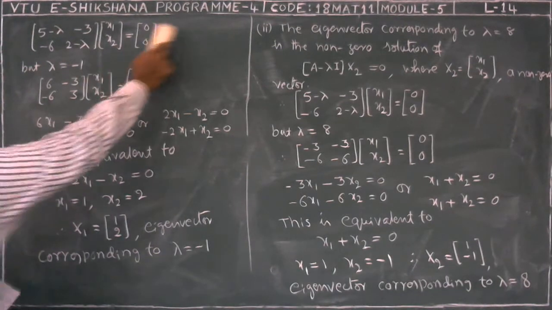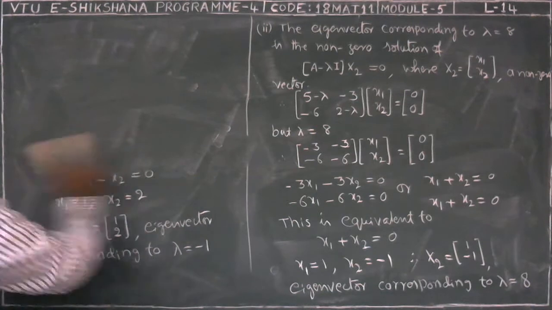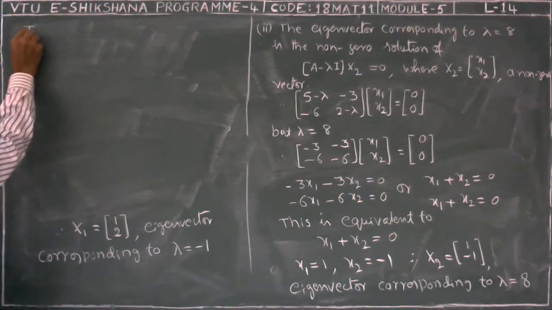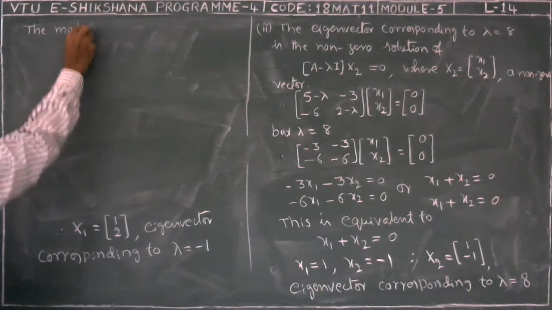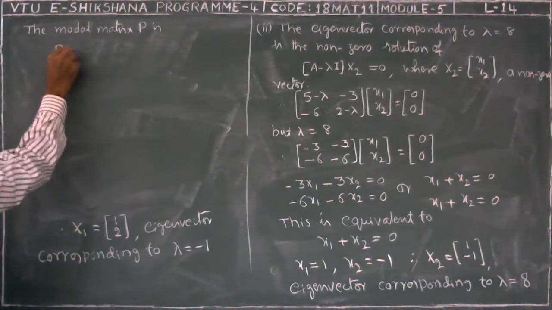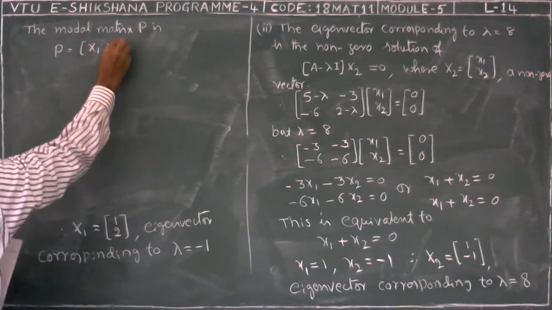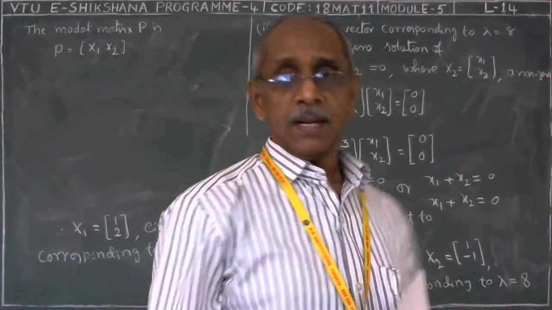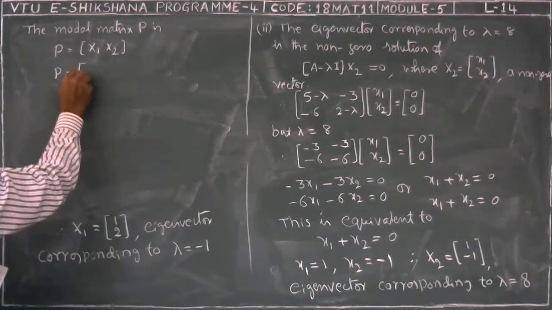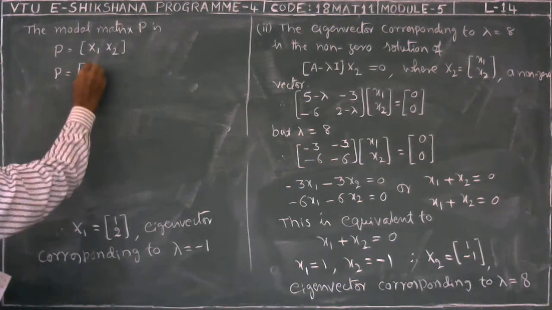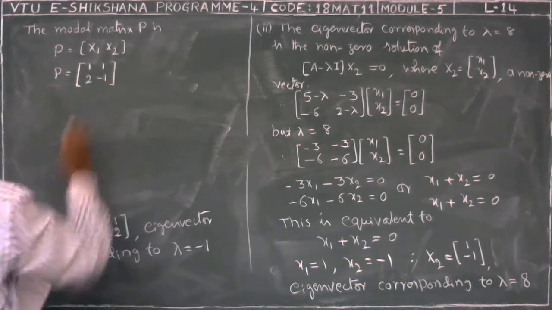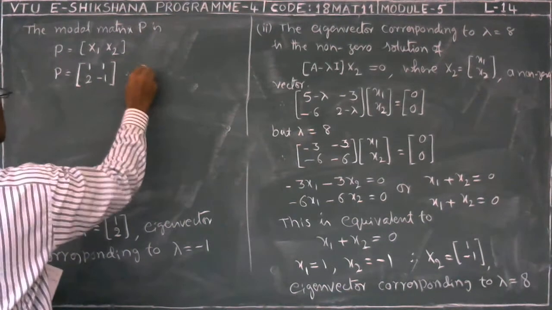Okay. Now the next step is writing the modal matrix. The modal matrix P is formed by the eigenvectors corresponding to lambda is equal to minus 1 and lambda is equal to 8. So P is 1, 2, 1, minus 1. So therefore, P inverse.